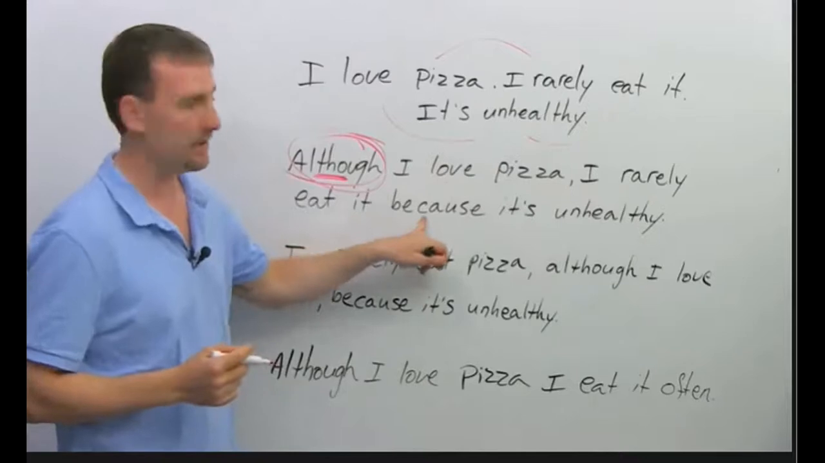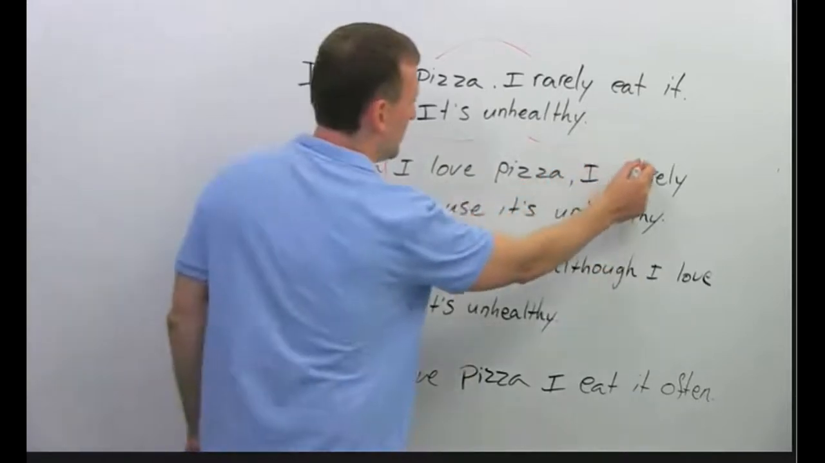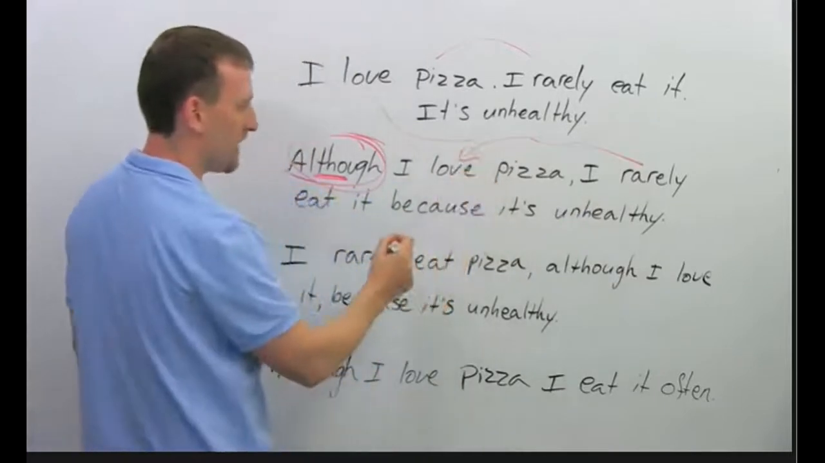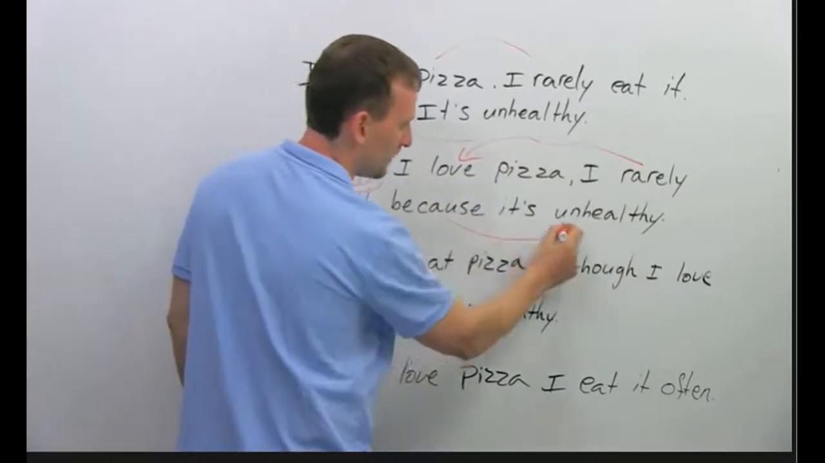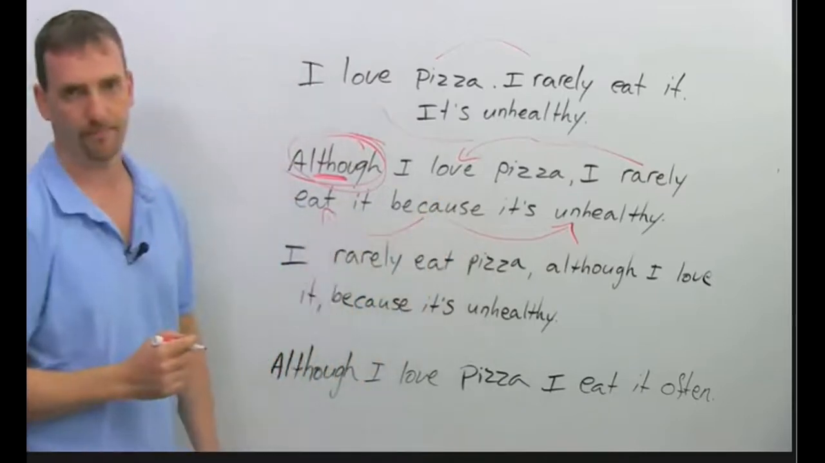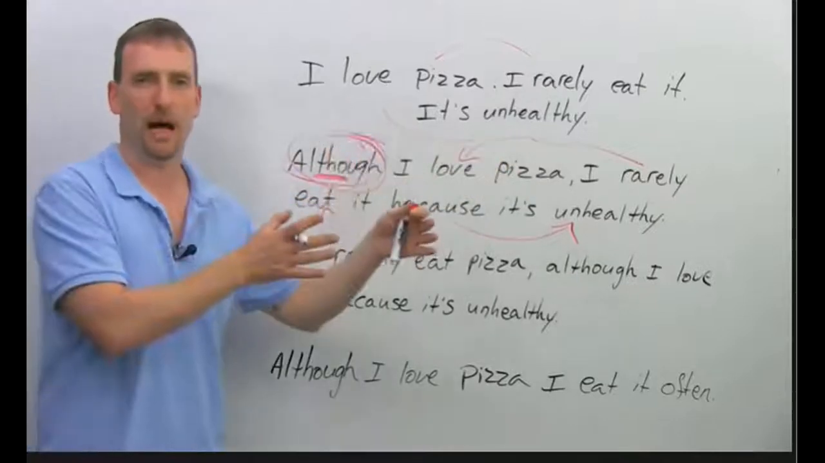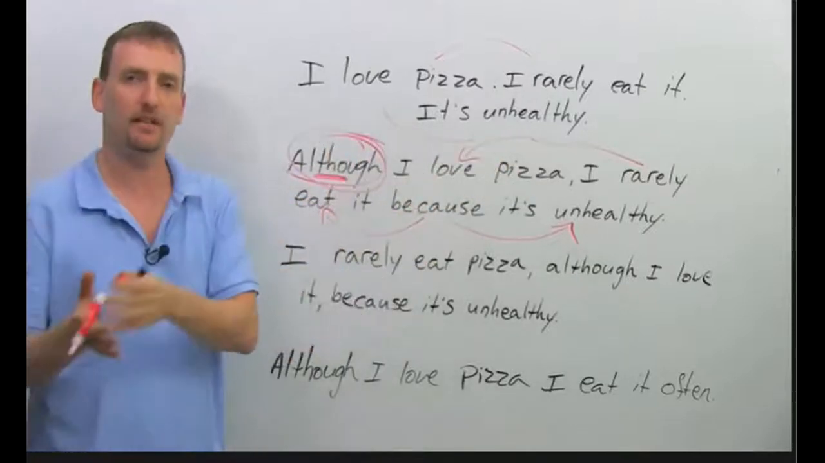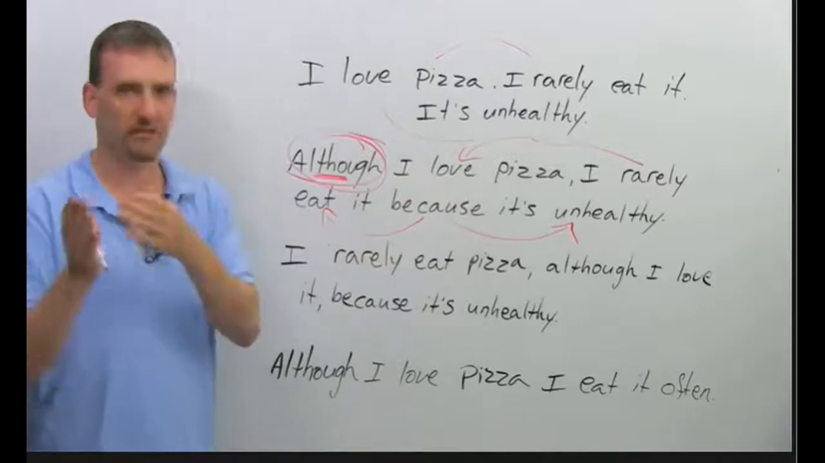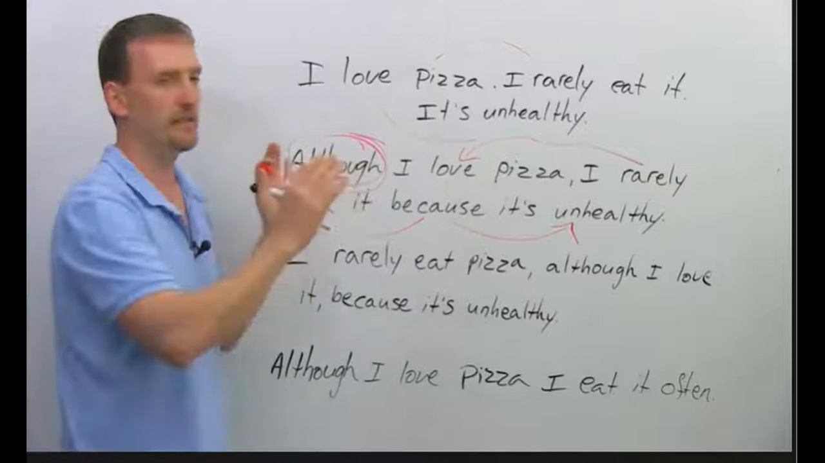Why do I rarely eat it? Because it's unhealthy. So I rarely eat it, even though I love it. There's your contrast. Because there's your reason and why rarely eat. Okay? I have a contrast between how I feel about pizza and how often I eat it. I have a reason of why I rarely eat it, because it's unhealthy. So this sentence is perfect.